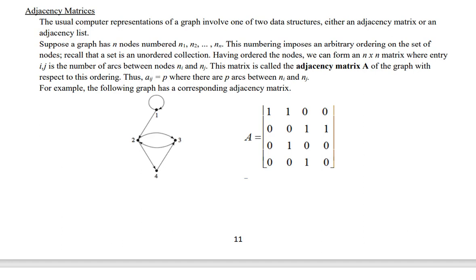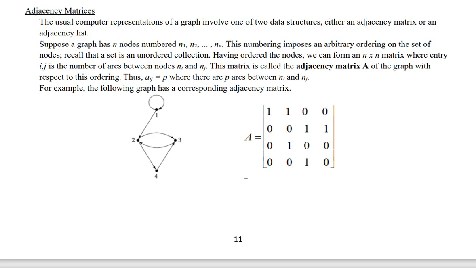Having ordered the nodes, we can form an n by n matrix where entry ij is the number of arcs between the nodes ni and nj. This matrix is called the adjacency matrix A of the graph with respect to this ordering. So a_ij equals p, where there are p arcs between ni and nj.